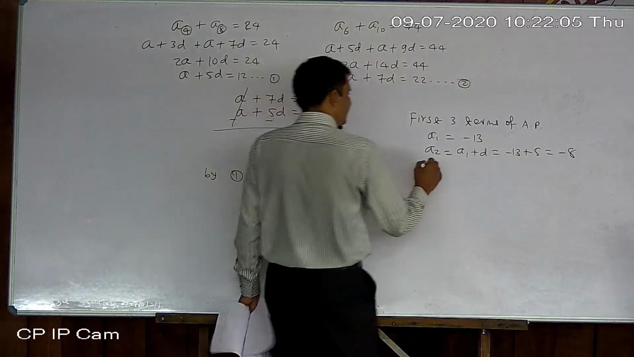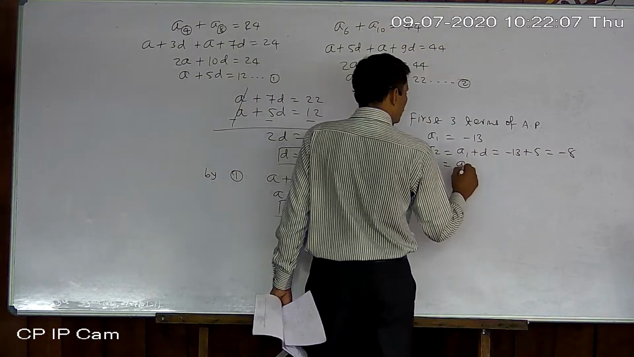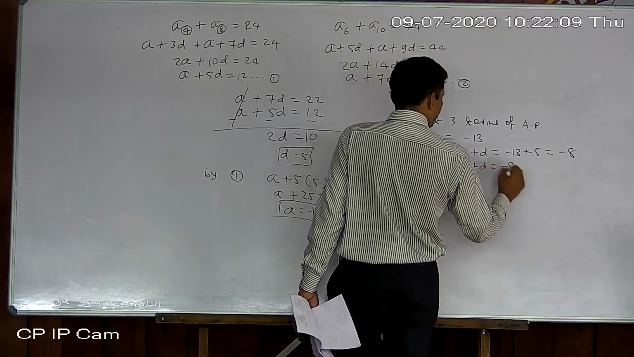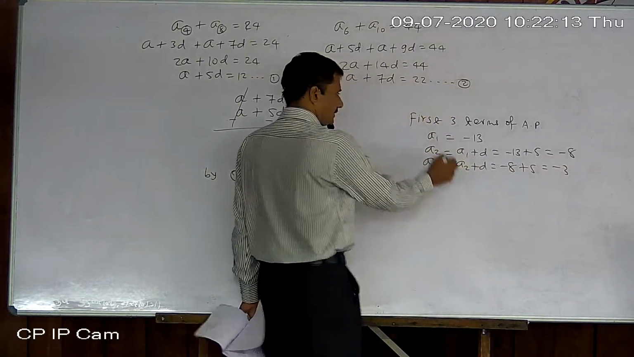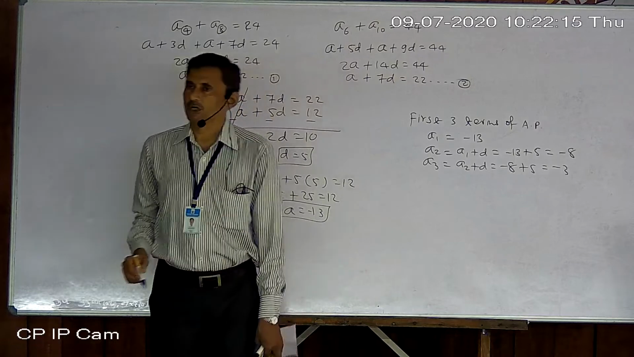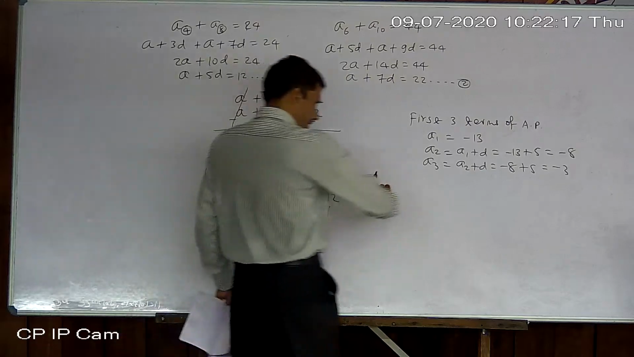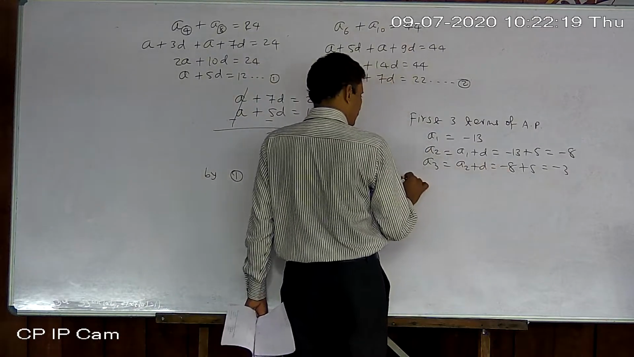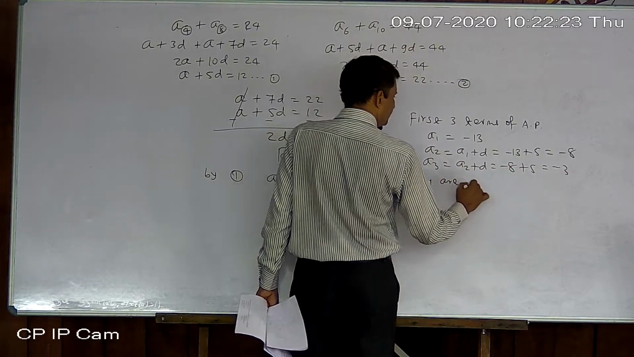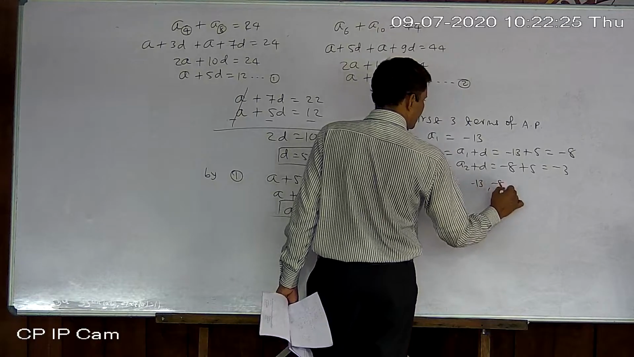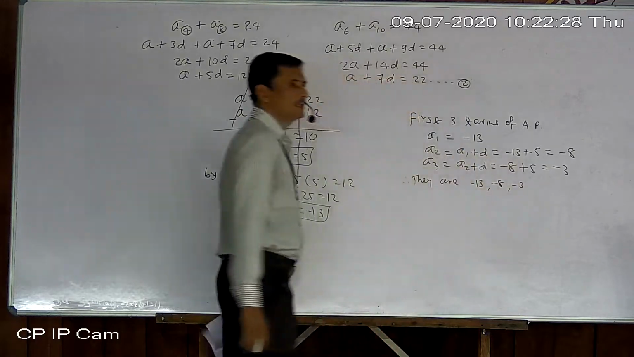Now a3 equal to a2 plus d. Minus 8 plus 5 is minus 3. Okay, so these are the first 3 terms of the AP. If you want, you can write all together also. Therefore, the first 3 terms are minus 13, minus 8, minus 3.